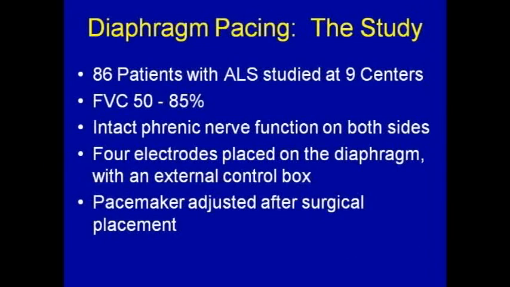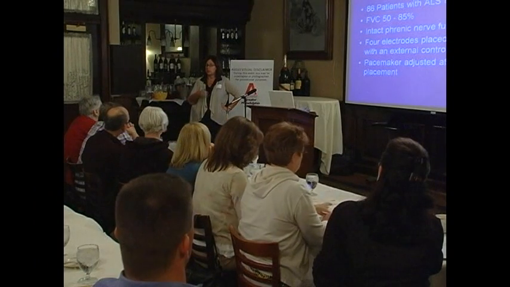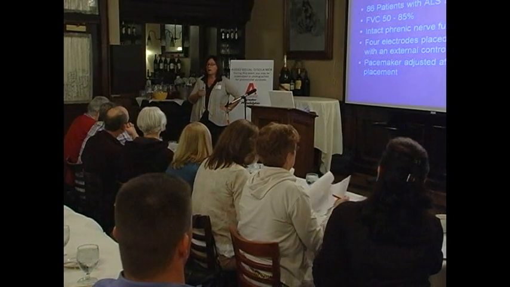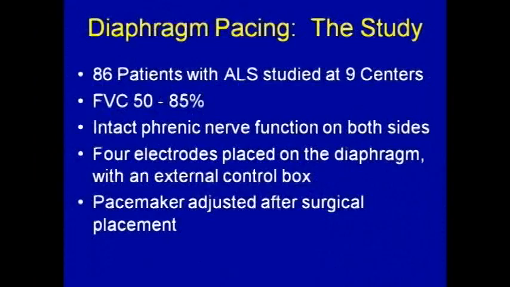The requirements were that the vital capacity had to be between 50 and 85%. Now, I think that's not how he started off. I think he started off doing people with lower vital capacities, and what they found was it didn't work. And what this really means is that the people for whom this was successful had to have an intact phrenic nerve and a fairly functional diaphragm at the time of the electrode implementation.